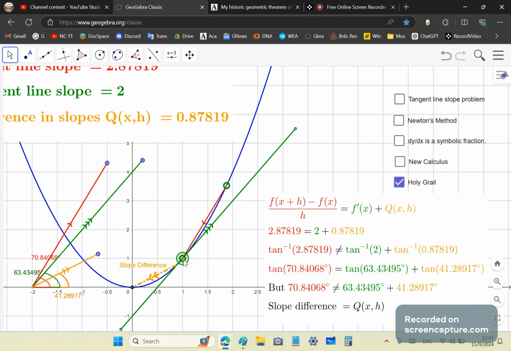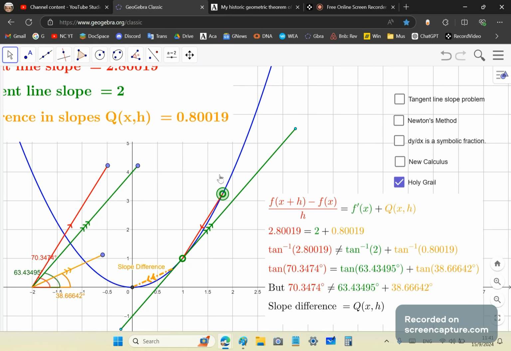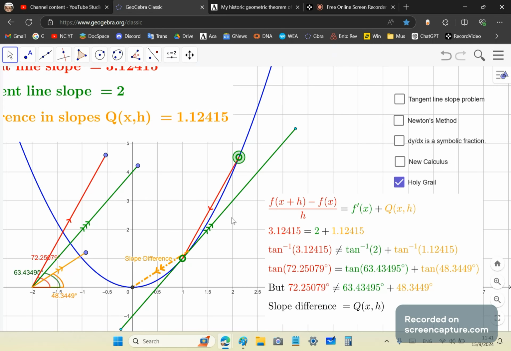So this is the point of tangency. This is the tangent line. I've taken that tangent line. It's this line here. Okay, that's this tangent line here. I've taken this secant line. It's this line here. And I can do that. And anything I do to this side here will happen to this representation here. This representation on the left here, this non-parallel secant line, this tangent line, and the slope difference are what form the Holy Grail identity.